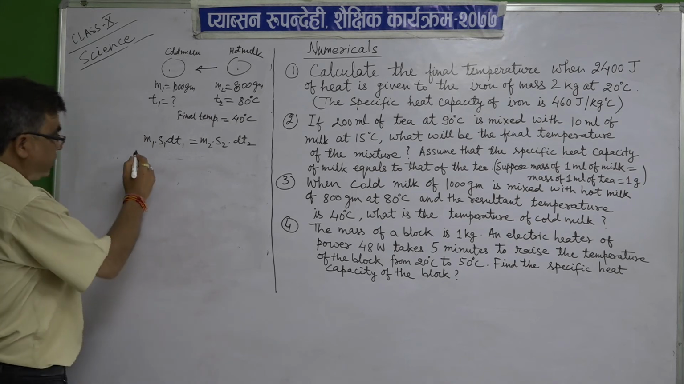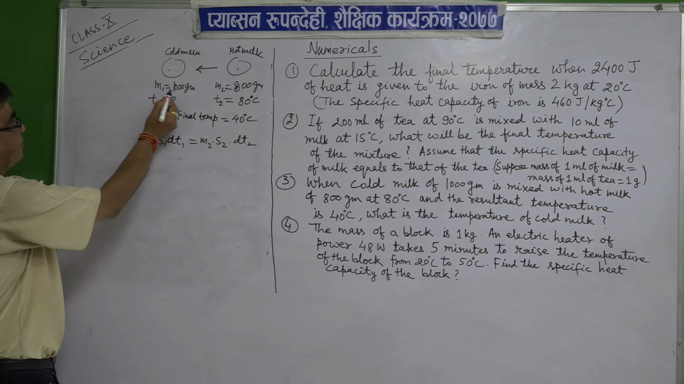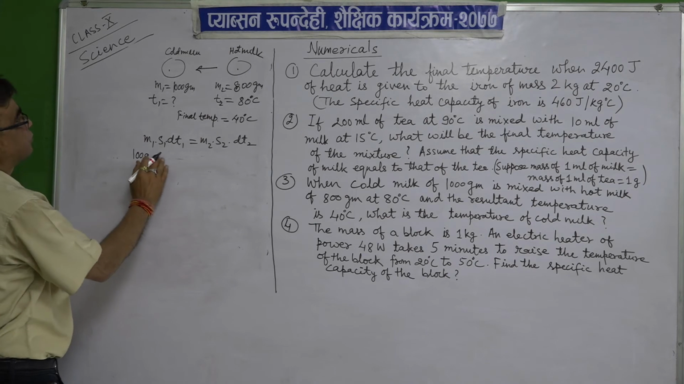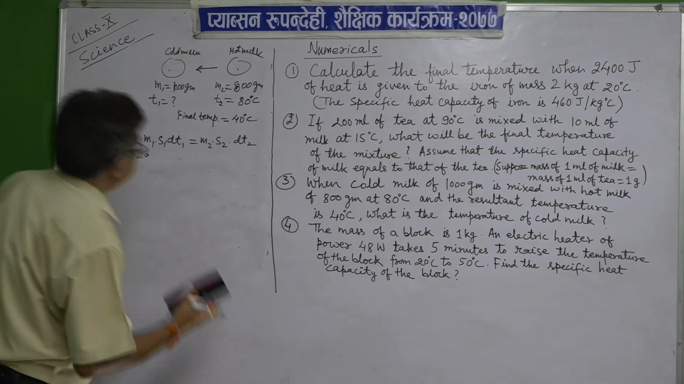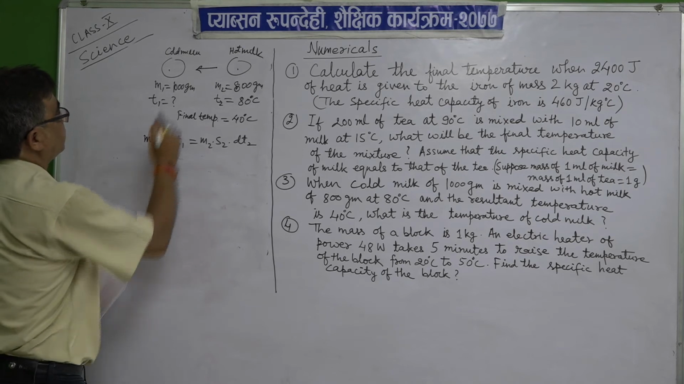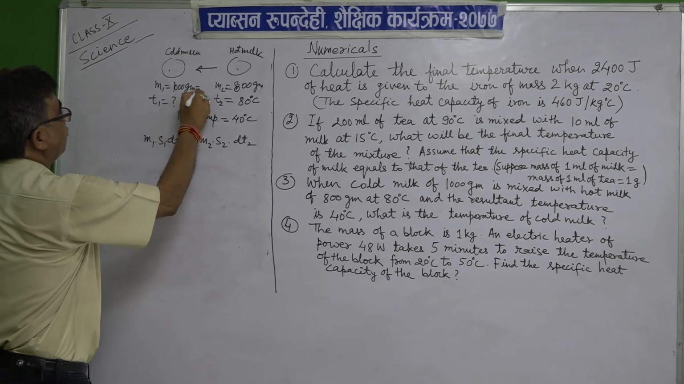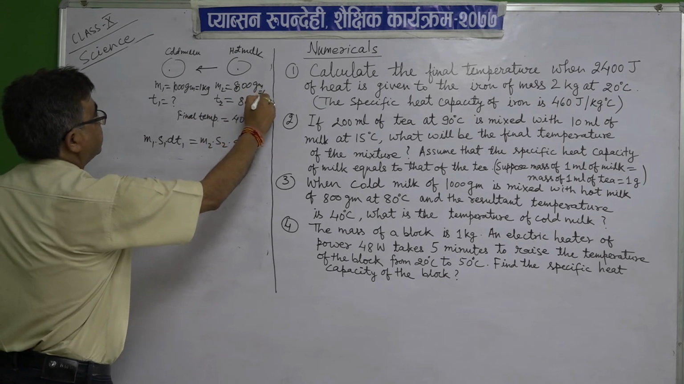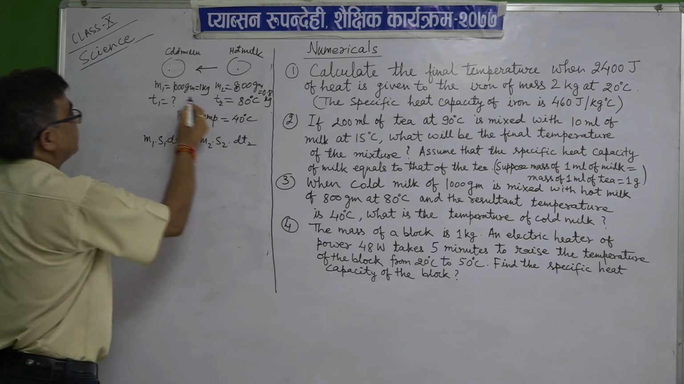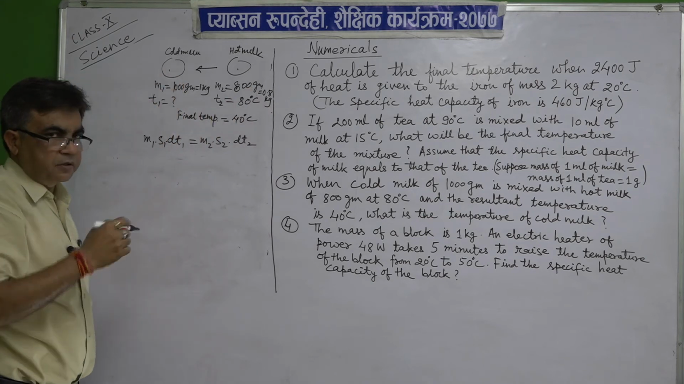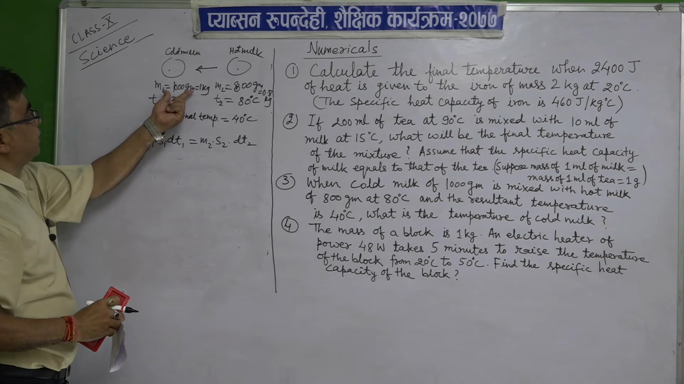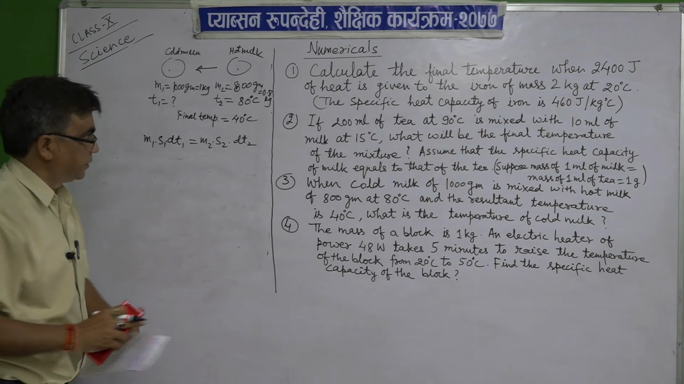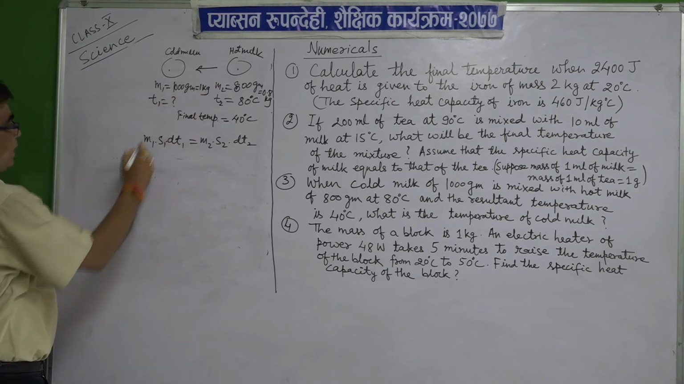So what is M1? M1 is the mass of cold milk. You have to convert it into kg. So 1000 gram means 1 kg, and 800 gram means 0.8 kg. Because gram is not the SI unit, you have to convert to kg. You divide by 1000, it will come 1 kg, and divide by 1000, it will come 0.8 kg. So M1 is 1 kg.